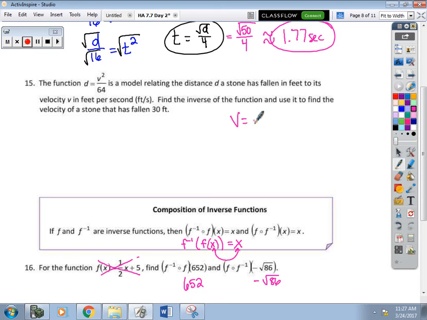Okay. Since we didn't have time to go over 15, I'll give you what the answer would be. You would end up getting V equals 8 square roots of D, and then you would plug in 30 for D, and you would get 43.8 feet per second. And that's again if you were to solve for V using your inverse operations.